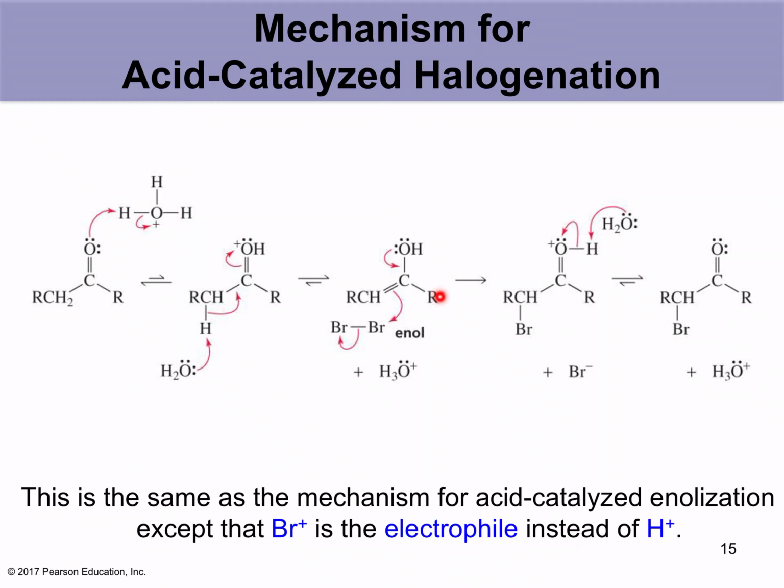So now here, once the enol form has been formed, you see what's going to happen now. It's going to regenerate the keto form. How?